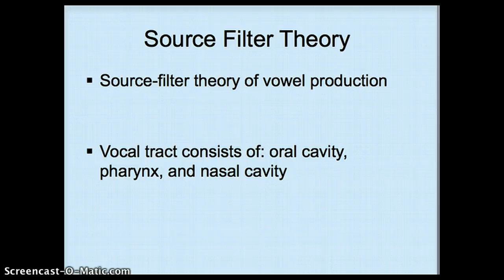Okay, the source filter theory of vowel production. This describes how the oral cavity, so our mouth is our oral cavity, shapes speech. It states that a voicing source generated by the vocal folds is routed through the vocal tract, so through your throat, and then shaped into sounds of speech. So the vocal tract consists of your oral cavity, which means your mouth, your pharynx, which is your throat, and your nasal cavity, which is where your nose is.